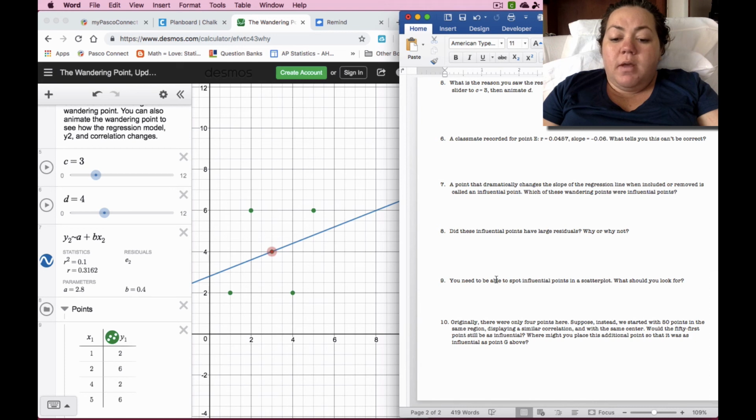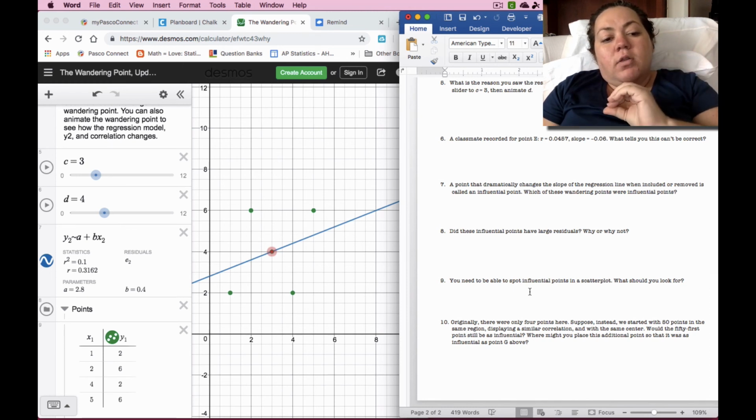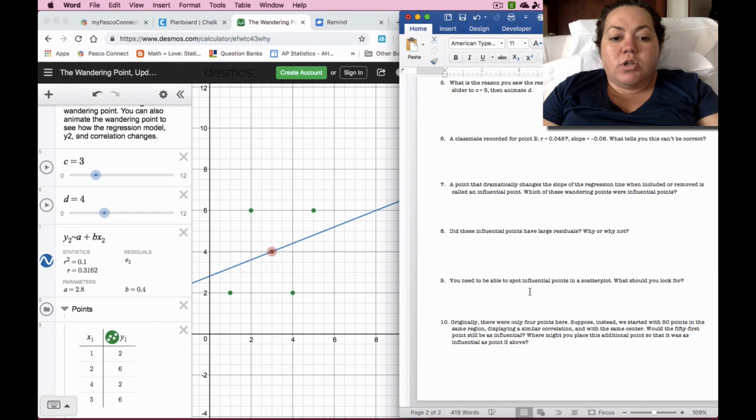If you're needing to be able to spot influential points on a scatter plot, you want to look for points that are very far out. Usually, the further out they are on the explanatory variable on your x-axis, the more influential they will be. And also, the further they are from fitting with the pattern or the overall trend.